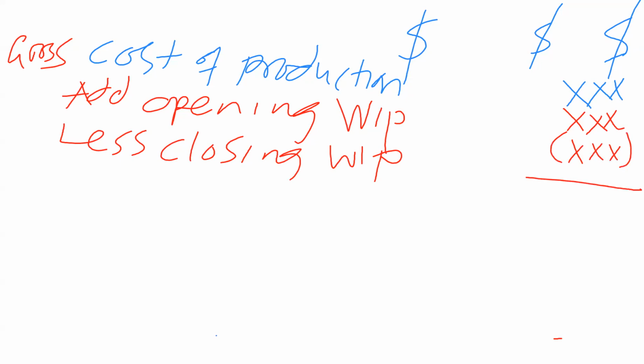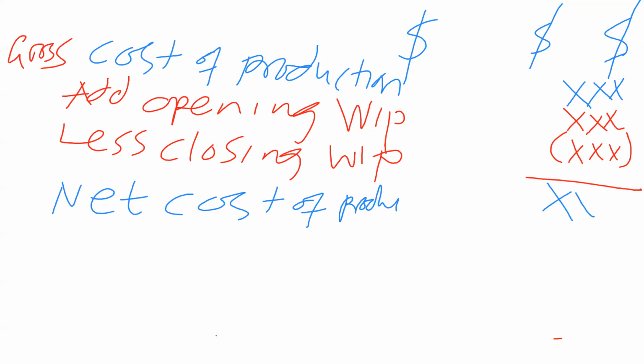Have you seen that? So you add opening work in progress to the cost of production, then you less the closing work in progress. What you are going to have is what is known as the net cost of production. Is that clear? You have the net cost of production. It will be here. So you have the gross cost of production and the net cost of production.